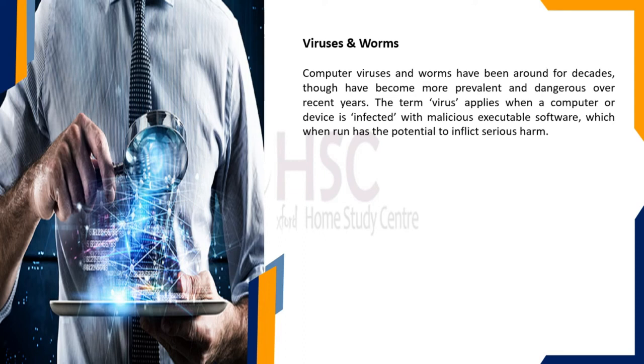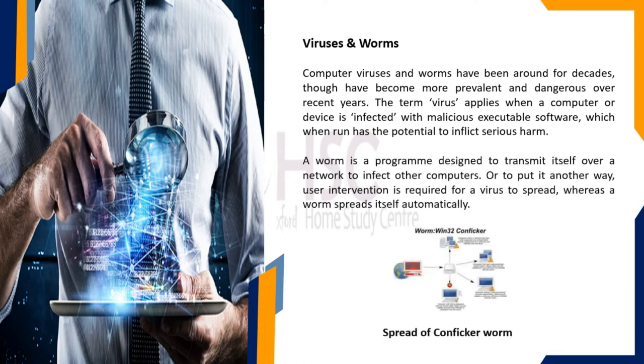Viruses and worms. Computer viruses and worms have been around for decades, though have become more prevalent and dangerous over recent years. The term virus applies when a computer or device is infected with malicious executable software, which when run has the potential to inflict serious harm. A worm is a program designed to transmit itself over a network to infect other computers. Or to put it another way, user intervention is required for a virus to spread, whereas a worm spreads itself automatically.